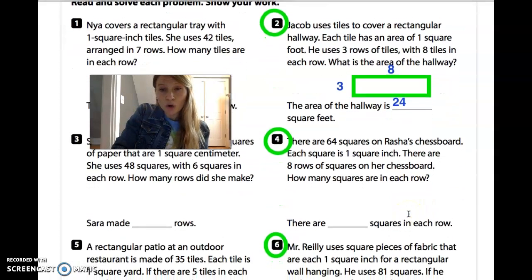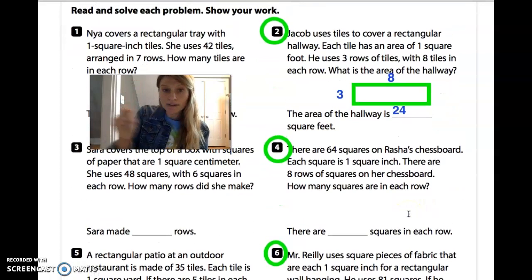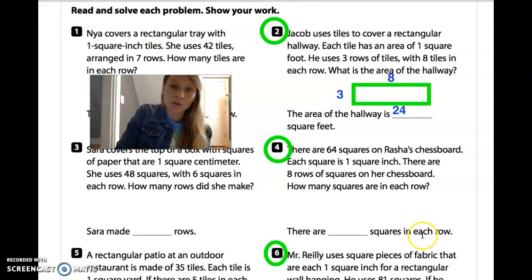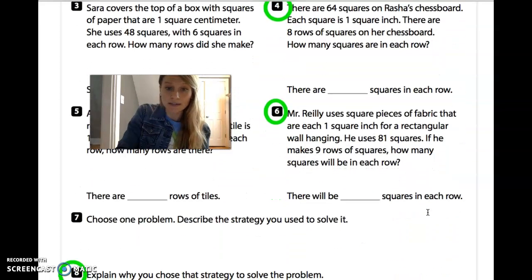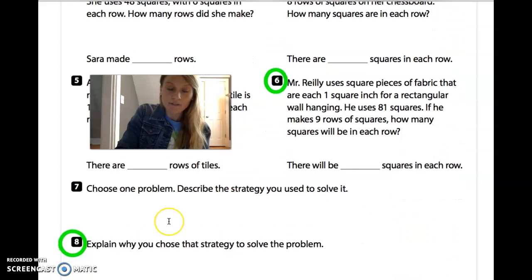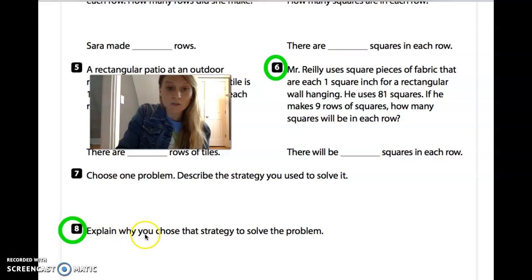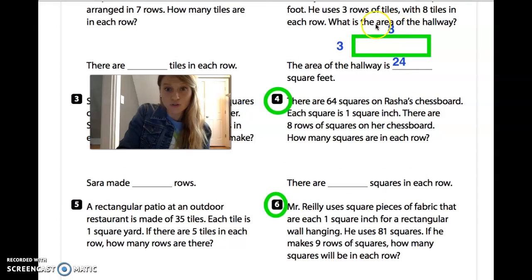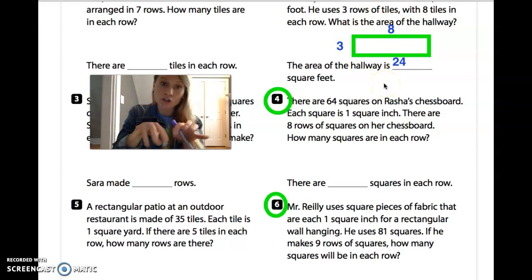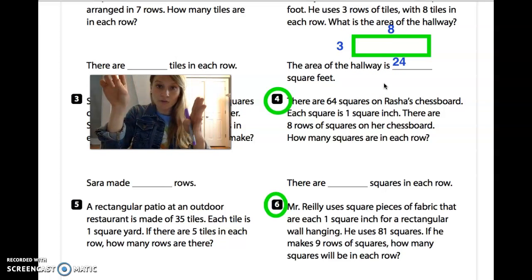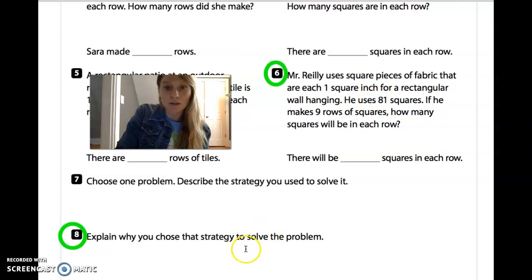So for number 4 and 6, draw a rectangle and see if you can practice doing that. Okay, you're just doing 2, 4, and 6. And then 8, I forgot about this one. 8, you can explain why you chose that strategy. So why did I draw a picture here? I drew the picture of the hallway so I could visualize where the 8 and the 3 tiles are at in each row. So you want to make sure you explain whichever problem you're going to pick.